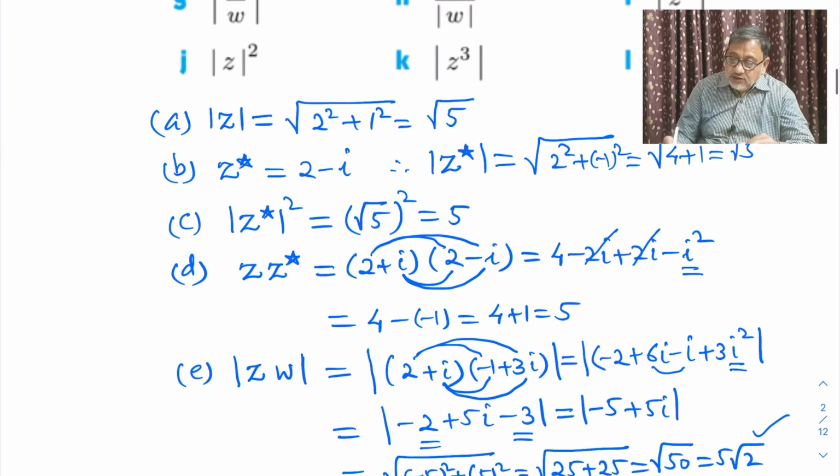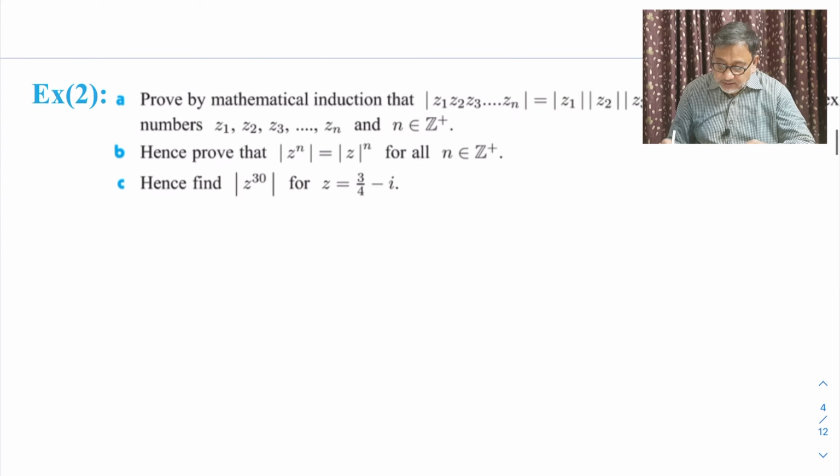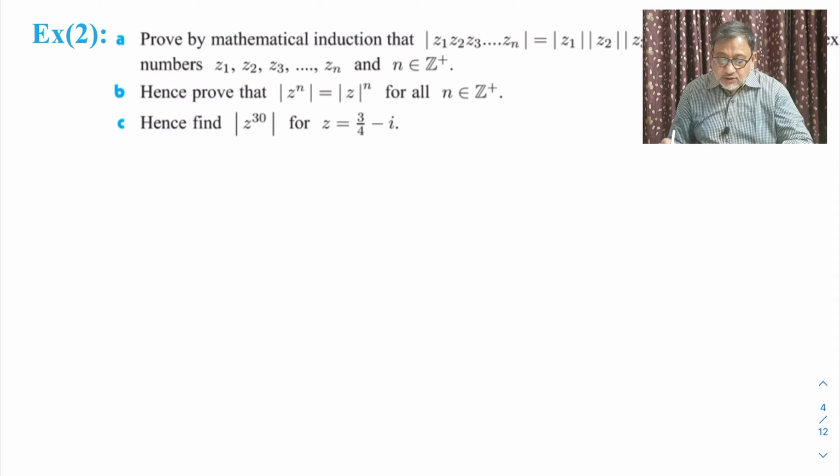Okay. So like this we have solved all the parts of it. Now second question is a good question. It says, prove by mathematical induction that modulus of z1 into z2 into z3 into zn is equal to modulus of z1 into modulus of z2 into modulus of z3 and so on, modulus of zn. So separate modulus will be multiplied together. Okay. So look at this now.